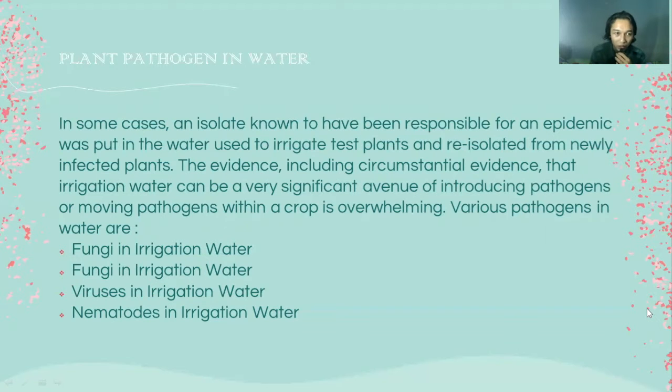The circumstantial evidence that irrigation water can be a very significant avenue of introducing pathogens or moving pathogens within a crop is overwhelming. Various pathogens in water are fungi in irrigation water, viruses in irrigation water, and nematodes.